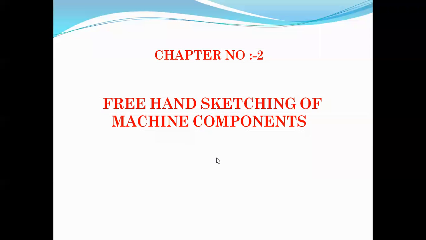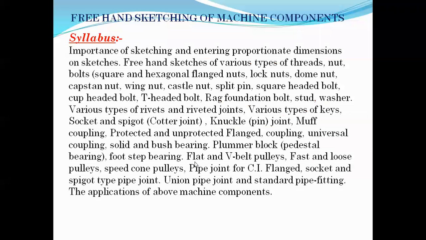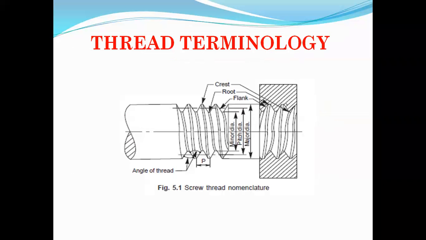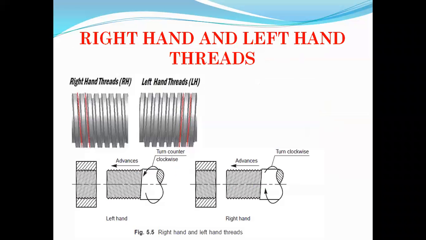So we have started chapter number 2, in which we have discussed the syllabus. Quickly we will see, this was the syllabus for the second chapter. We have seen the importance of the chapter, irrespective of having drawing instruments, etc. Thread terminology: here a number of terms we have seen. Some of the important terms are crest, root, flank, thread angle, minor diameter, major diameter, lead, and pitch. Further, basic rules we have seen.